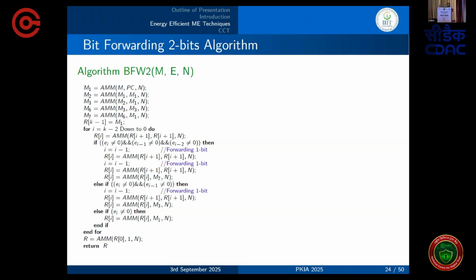Like in the bit forwarding 2 technique, for example, if you are not able to find 3 consecutive ones, the algorithm is also checking the occurrence of 2 consecutive ones. If we found 3 consecutive ones, 2 bits will be forwarded and only 1 multiplication will be performed. And if you are forwarding only 1 bit, that means if you are able to find only 2 consecutive ones, then 1 bit can be forwarded and the multiplication will be done at the last bit.